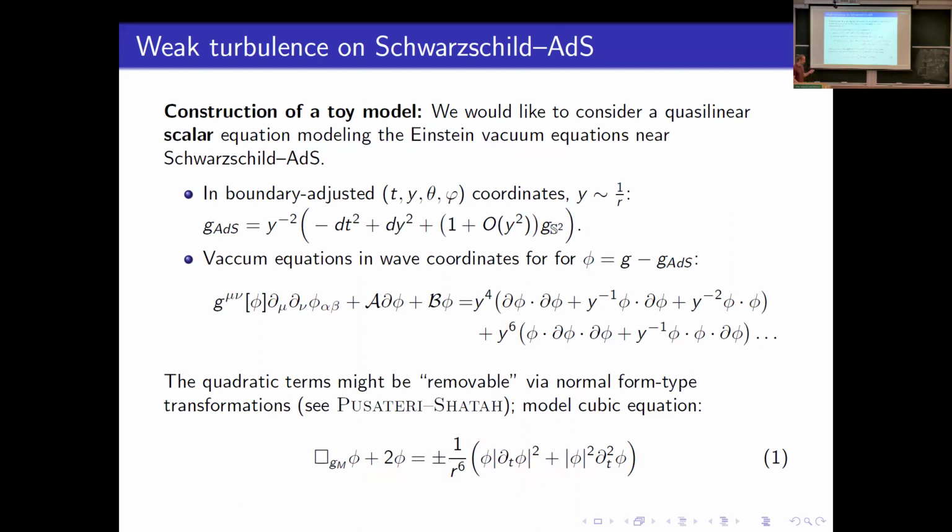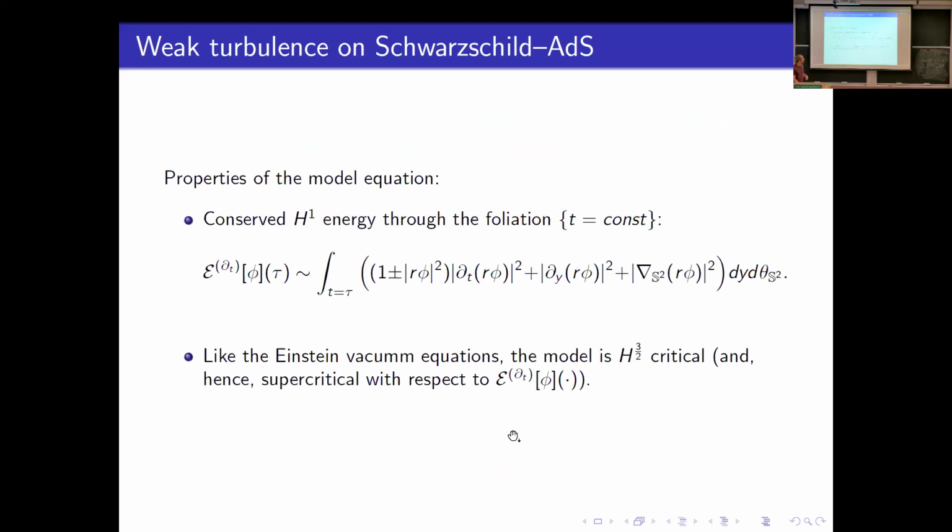But anyway, the importance for us of choosing exactly this type of nonlinearity is that this equation, apart from resembling, at first glance, the nonlinearity of the vacuum Einstein equations, also has a conserved H1 type energy. The nonlinearity of Niels also has the same property, but you can choose one. So let's study this equation and try to understand the stability or instability properties of this on Schwarzschild-AdS.